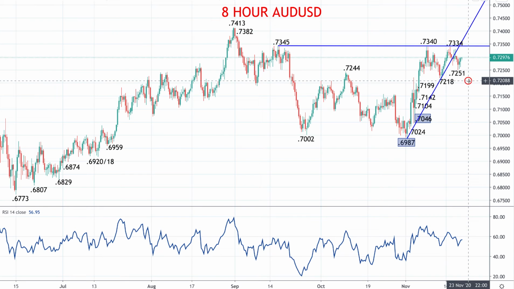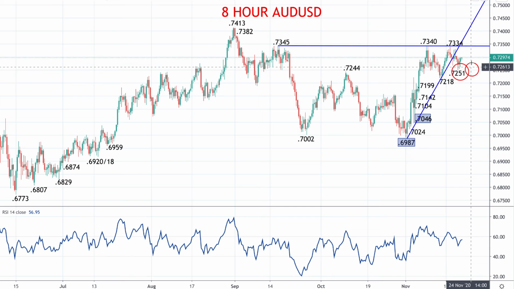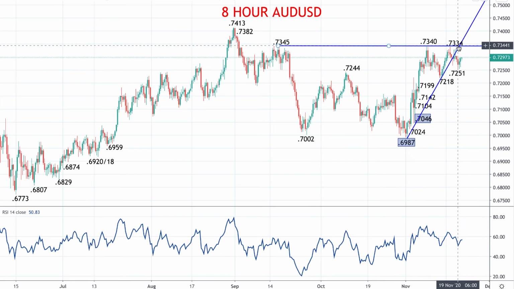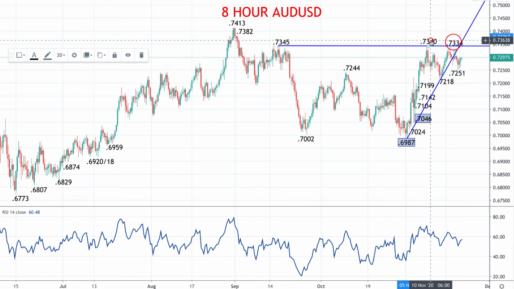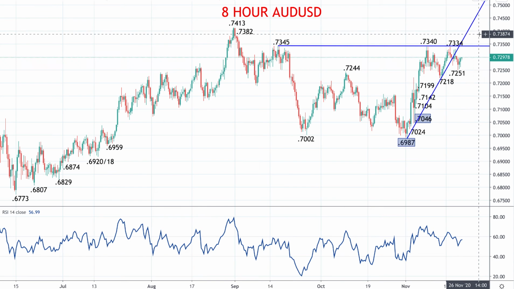But for now, I'm looking at the chart in here. The market had the opportunity for a more negative signal through 72.18. We've rebounded from 72.51 and now real risk back to challenge these peaks up here, 73.34, 73.40 and 73.45. Certainly going into next week, maybe even going into the balance of this week, going into Friday.